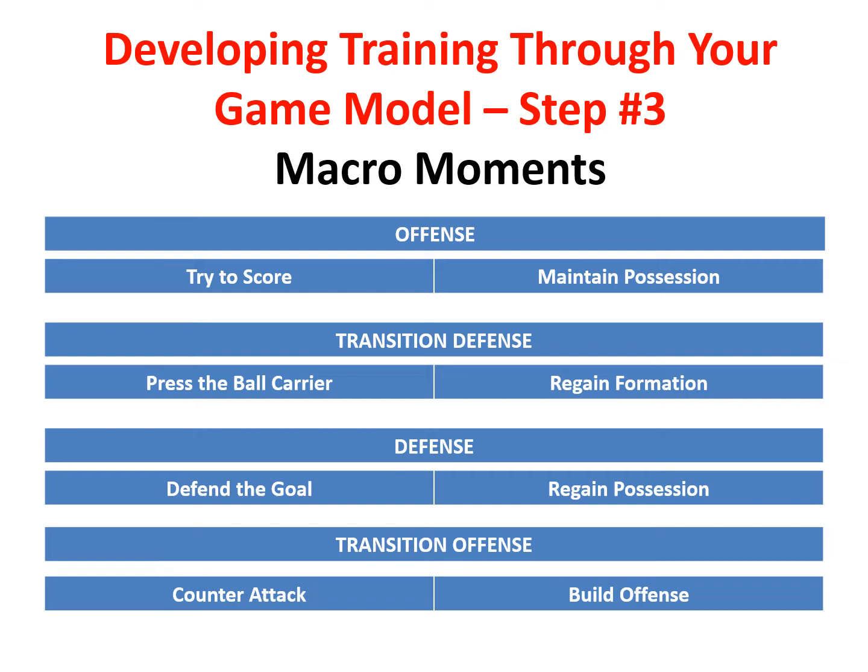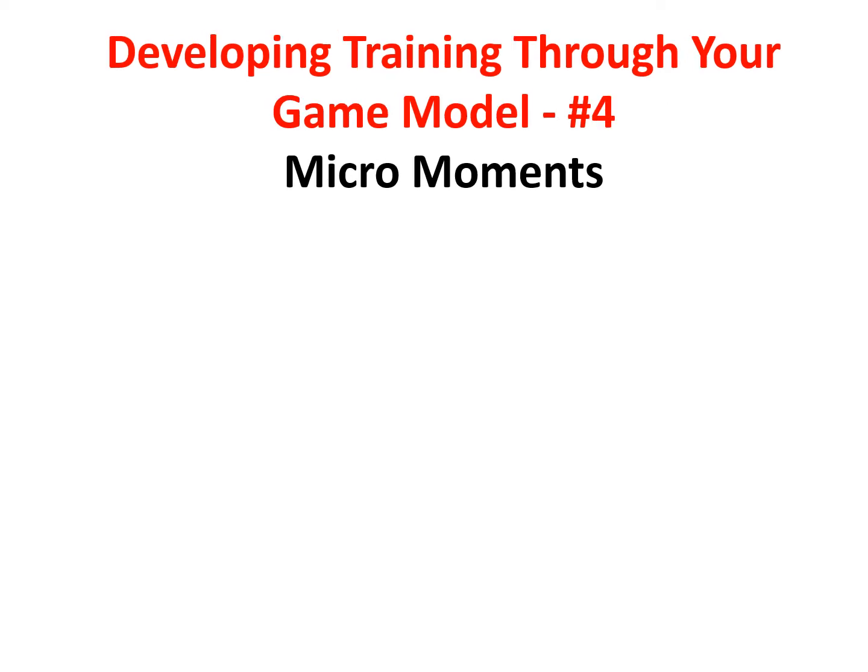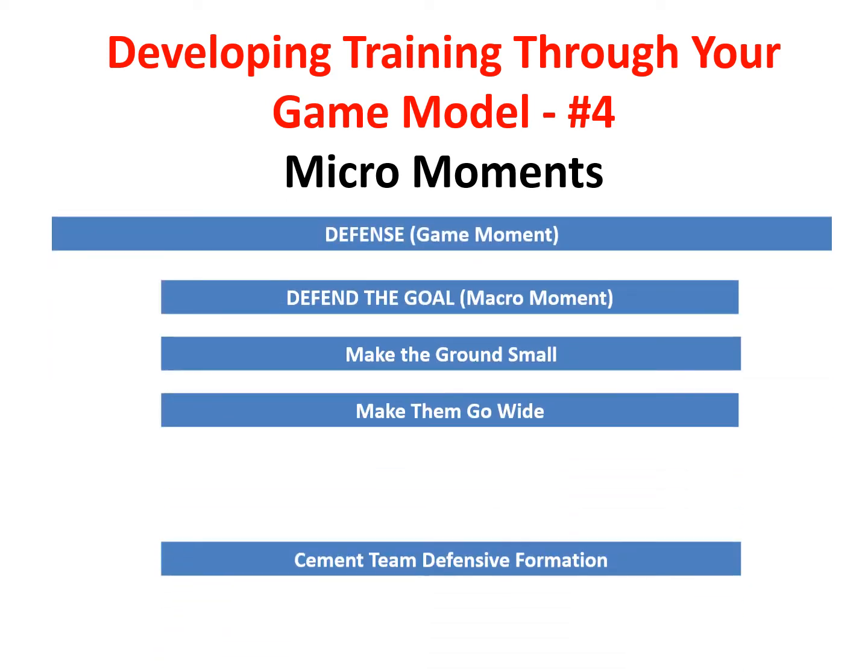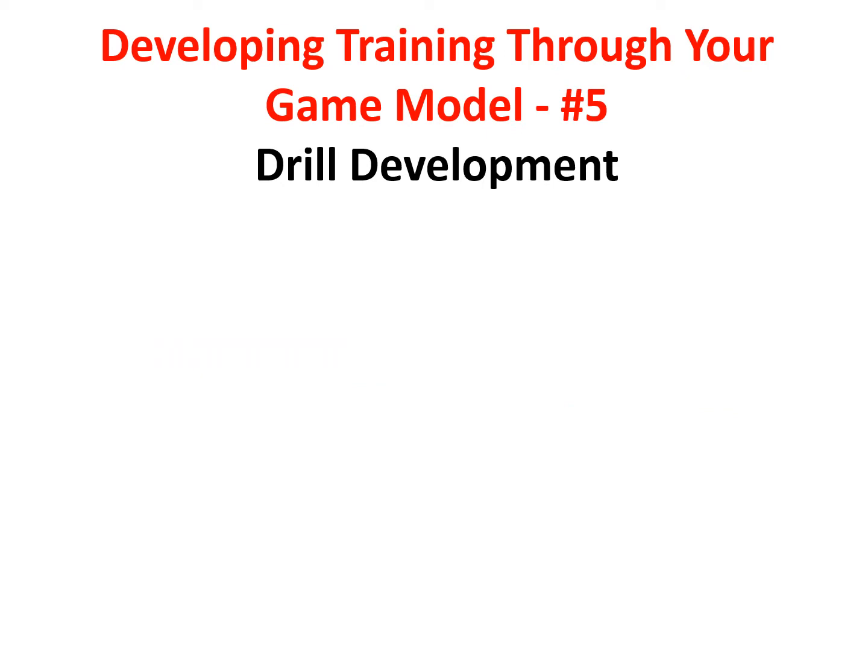Okay, so now we're breaking the game down to specific moments, almost. So now that you've got these, you'll have 4 or 5, 6 of these micro moments for each defense macro moment, each offense game moment, and each transition and defense micro moment. So you might have 25 to 30 different micro moments. Okay, and this is what really gets you into developing your training and planning drills.